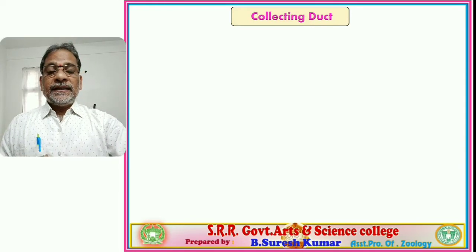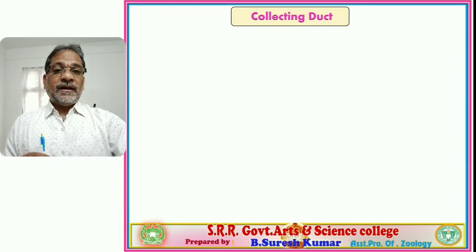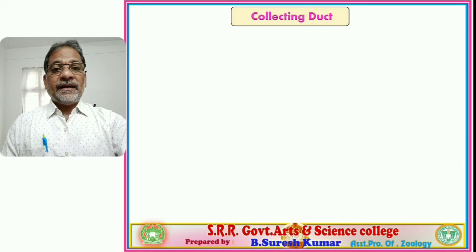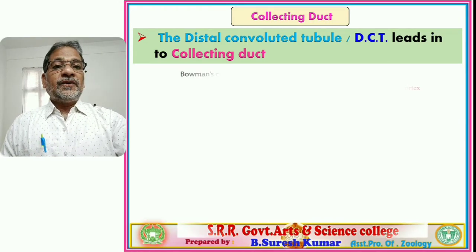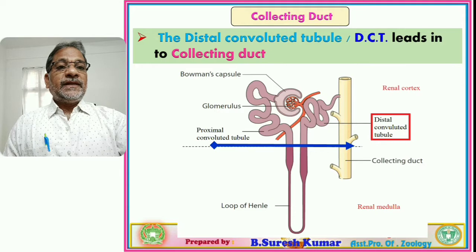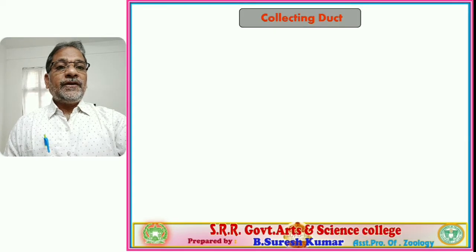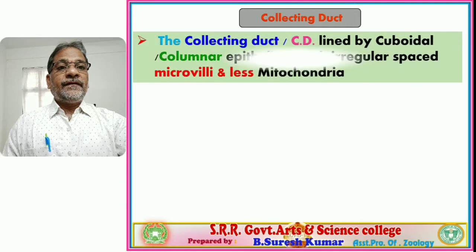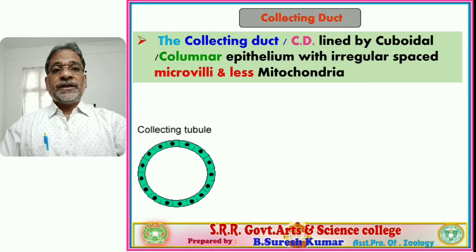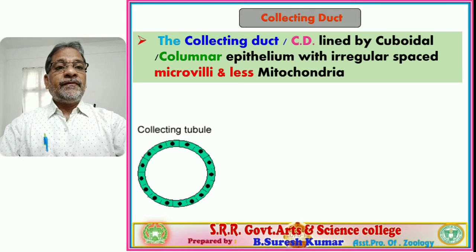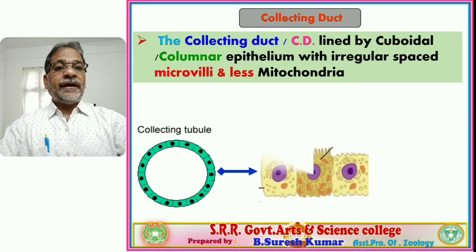So all the distal convoluted tubules of different nephrons open first into the initial collecting duct. The group of initial collecting ducts ultimately forms the collecting ducts. So you verify, this is the collecting duct. Alright. If we observe the histology of the collecting duct, it is also lined by cuboidal epithelium. Some portions are lined by columnar epithelium with irregularly spaced microvilli and fewer mitochondria. You verify the visual representation.